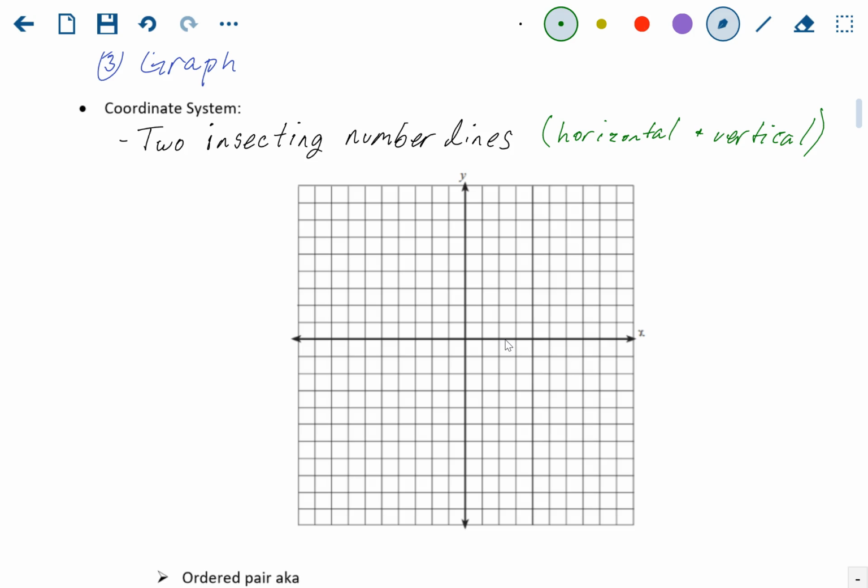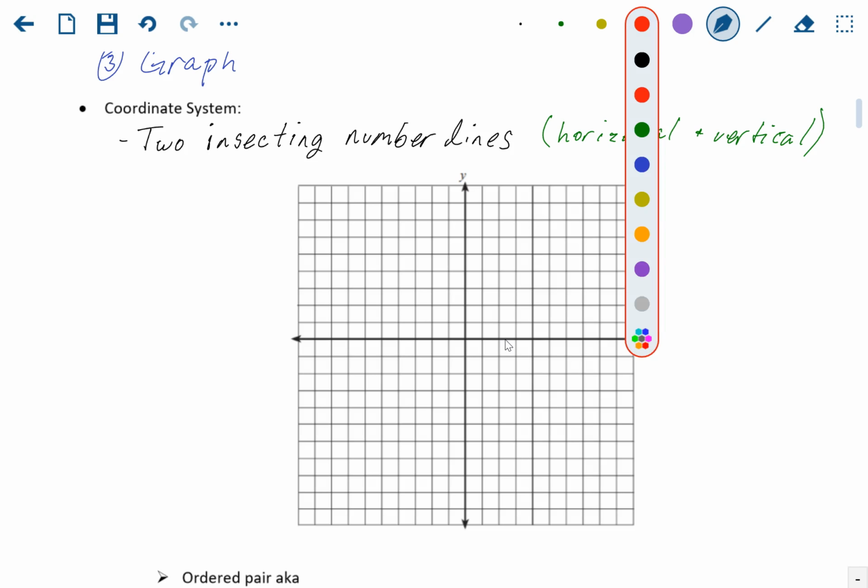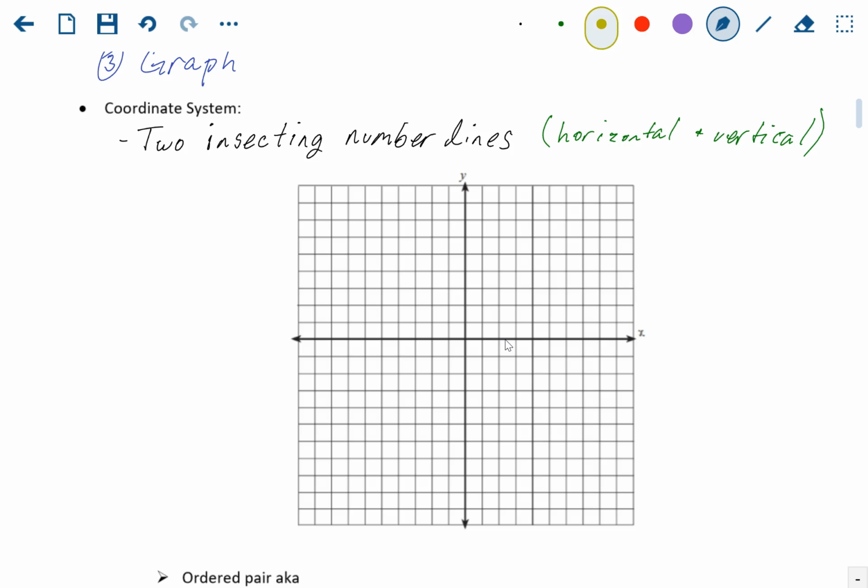We're going to just label the key points of this. I know you're probably already familiar with all this. Let's start in the middle. Where do the 2 intersecting number lines intersect? Right in the middle. That is your point of origin. Sometimes it's listed as P.O. The point of origin is 0, comma 0.